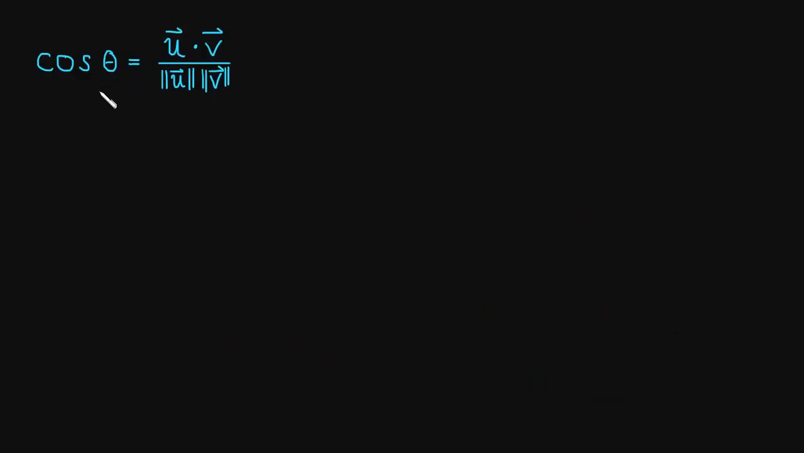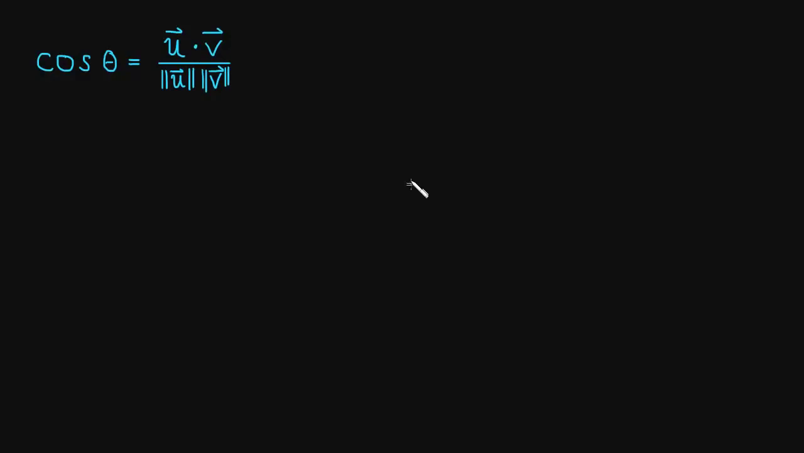In the last video, we learned the definition of the cosine between two vectors. In fact, we pretty much derived this. So we said the cosine of the angle between two vectors is u dot v divided by the length of u times the length of v.